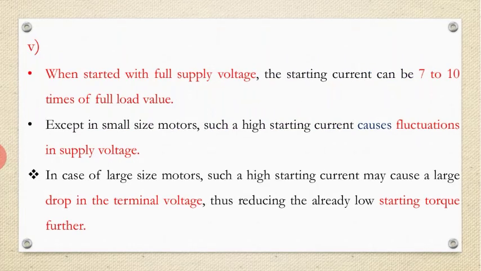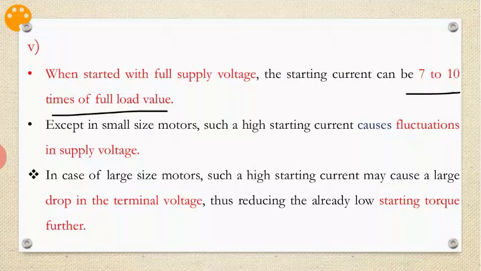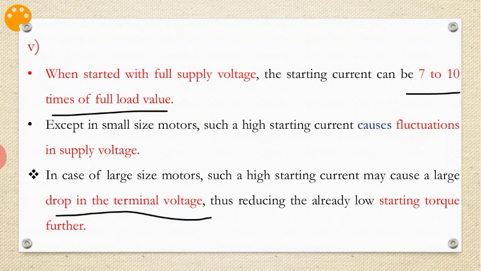The last, fifth one is, when started with full supply voltage, the starting current can be 7 to 10 times the full load value. In a small size motor, such a high starting current causes fluctuation in supply. In the case of large size motors, such high starting current may cause a large drop in terminal voltage during starting, thus reducing the already low starting torque further.